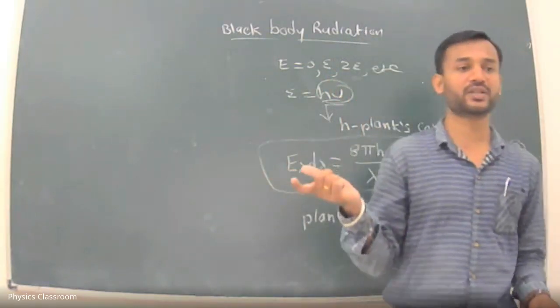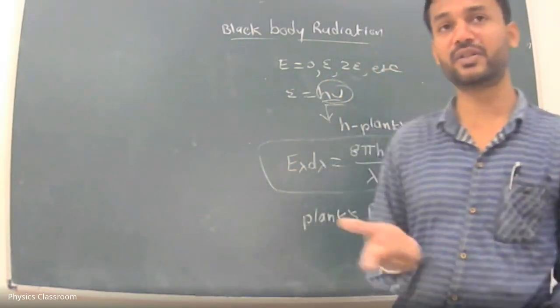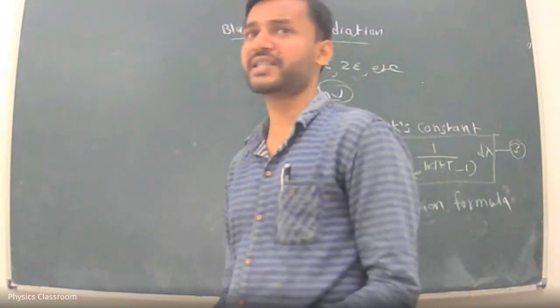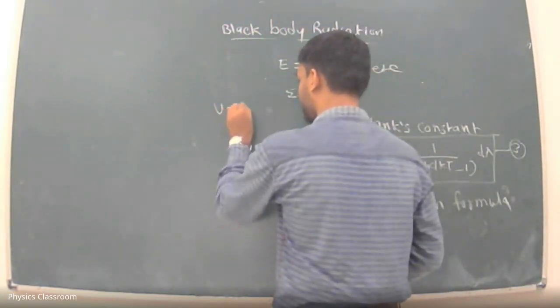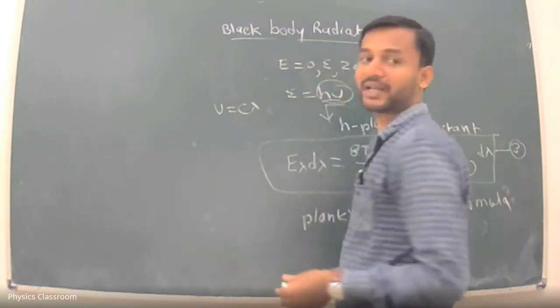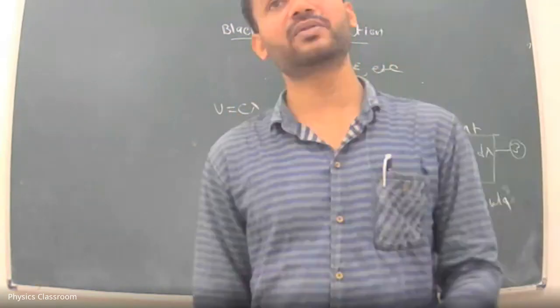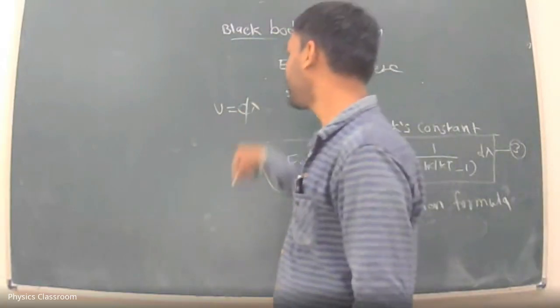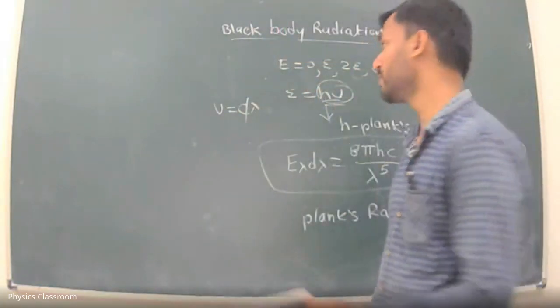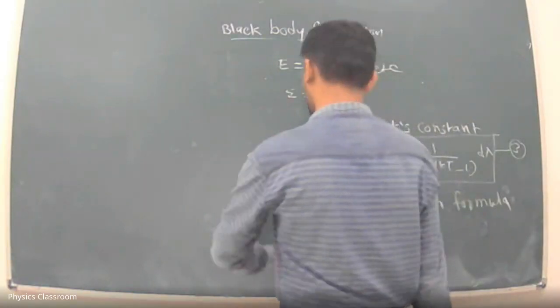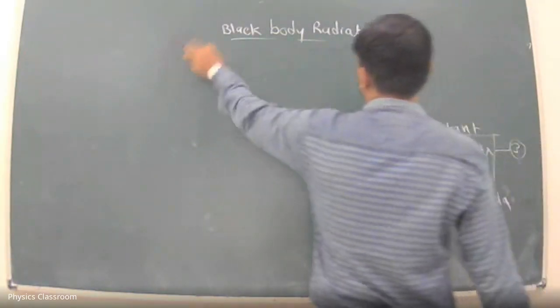E is equal to h nu, and nu is equal to c upon lambda. We need this equation c upon lambda for problem solving purposes also. So that is all about the black body radiation.